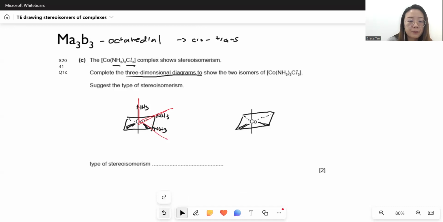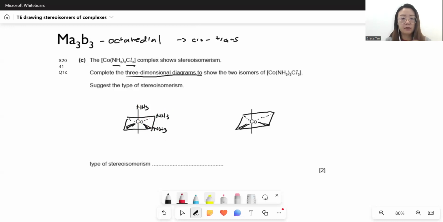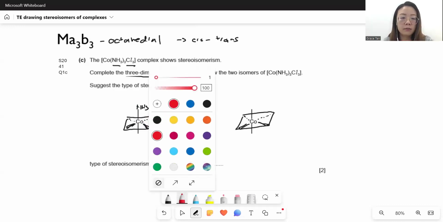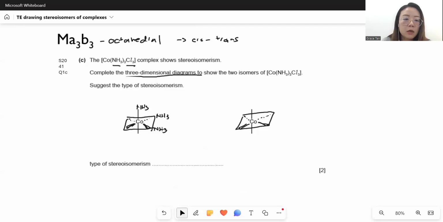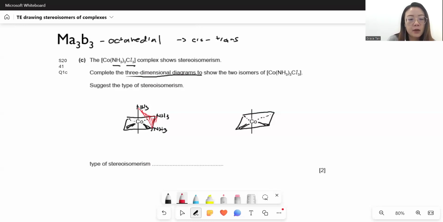Okay, yeah. So therefore, we can draw a triangle, but this is for me to show you, but you don't draw in your exam, okay? This is for the explanation part. You can draw a triangle to connect these three nitrogen, and you get a face of triangle here, isn't it? Okay, one face of the triangle. Then, therefore, you fill in the rest with the 3 chlorine.